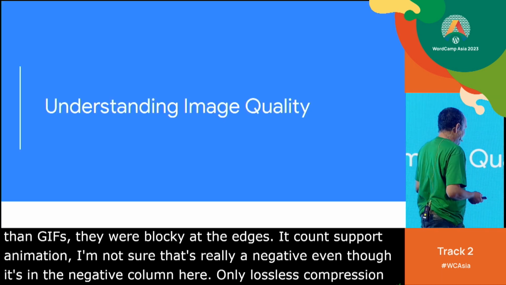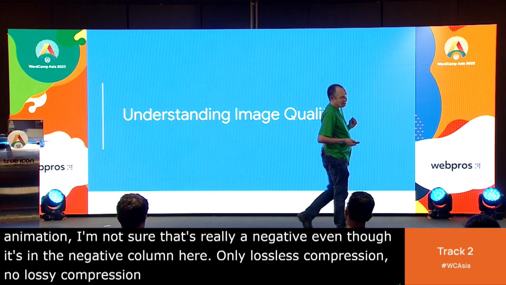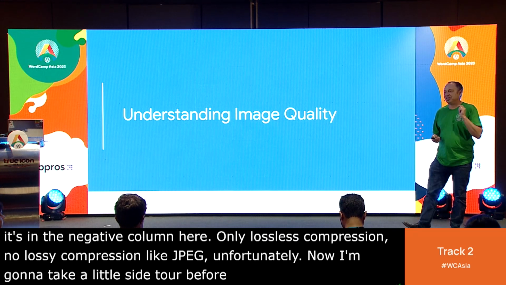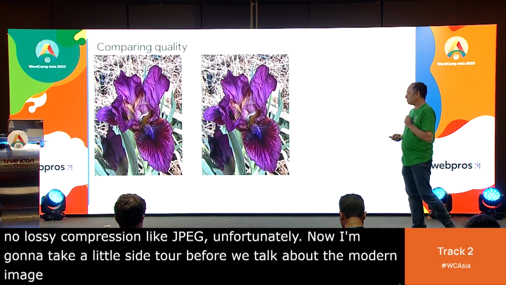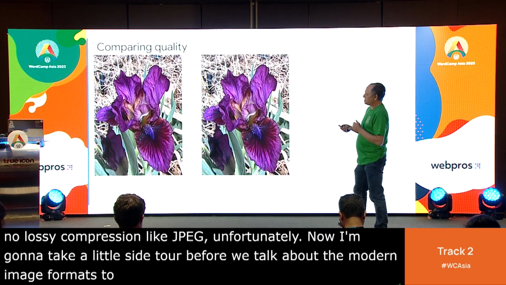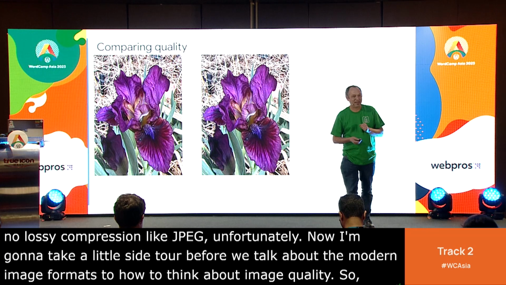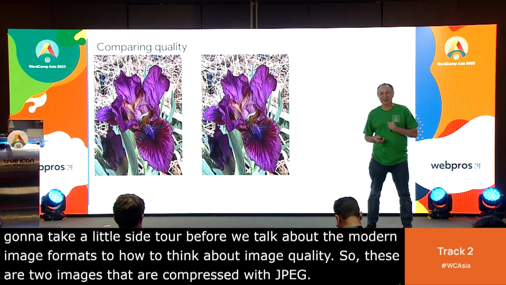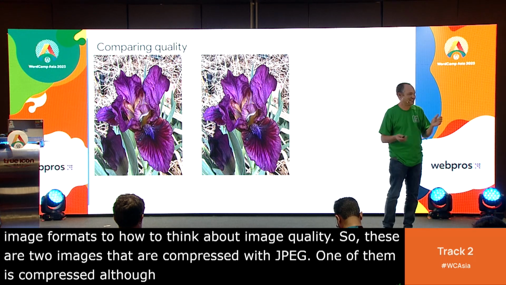And now I'm going to take a little side tour, before we talk about the modern image formats, to talk about how to think about image quality. So these are two images that are compressed with JPEG. One of them is compressed at a very high quality level and one at a very low quality level. Can anyone tell the difference?